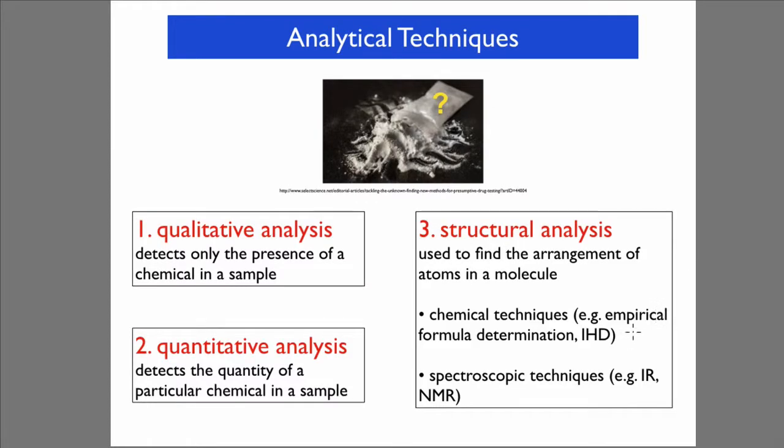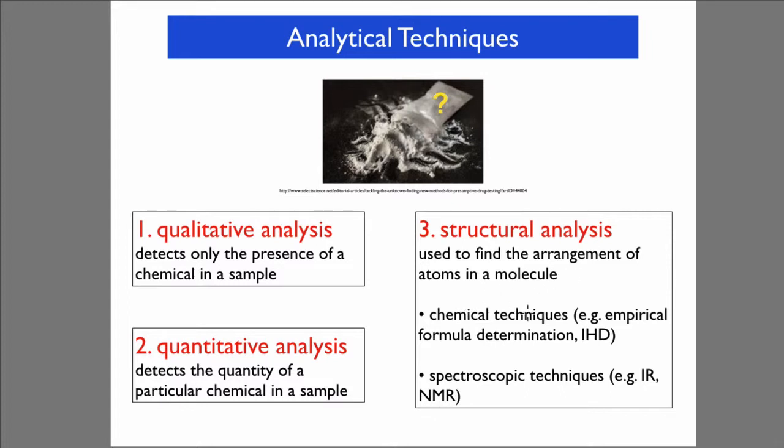So, analytical techniques. There are three main types, and up here you can see we've got miscellaneous white powder. If we analyse this, we could do qualitative analysis. This would detect only the presence of a chemical in a sample, so you'd know if it contained a particular type of chemical, for example cocaine. Quantitative analysis detects the quantity of a particular chemical in a sample, how much of that chemical is in there, and you could give it by percent. And finally, structural analysis can be used to find the arrangement of atoms in a molecule.